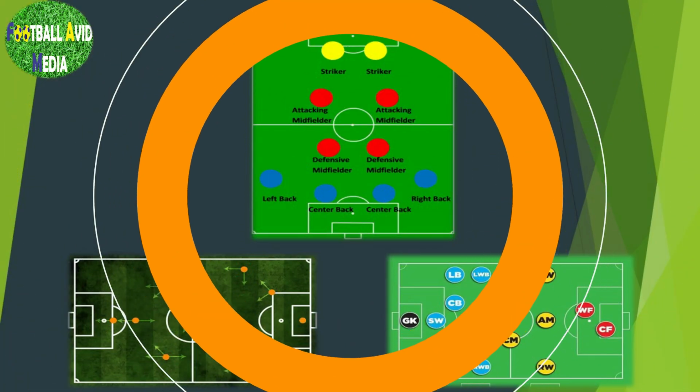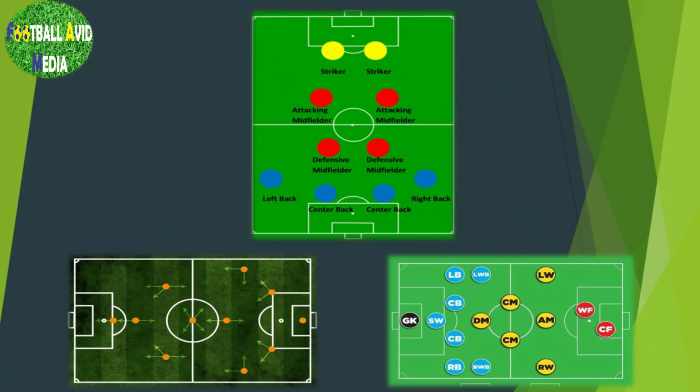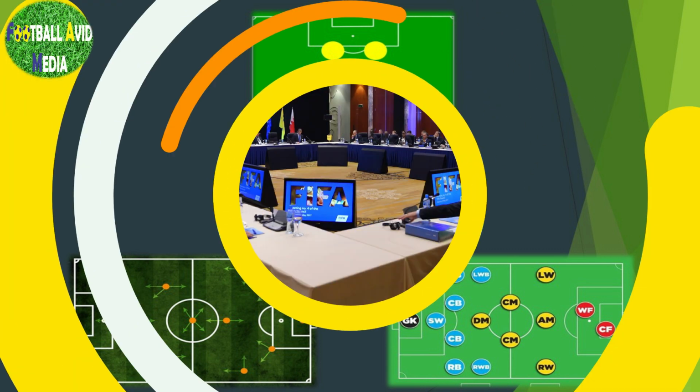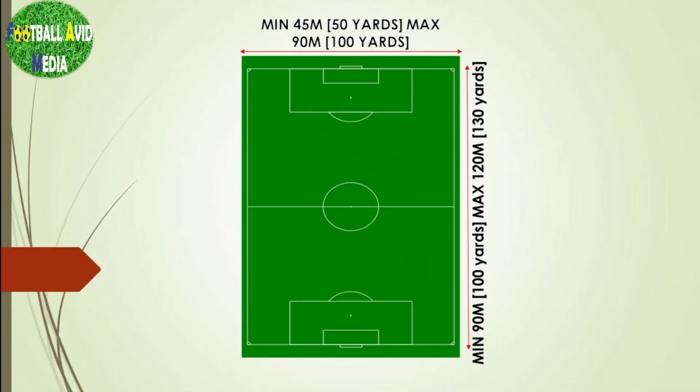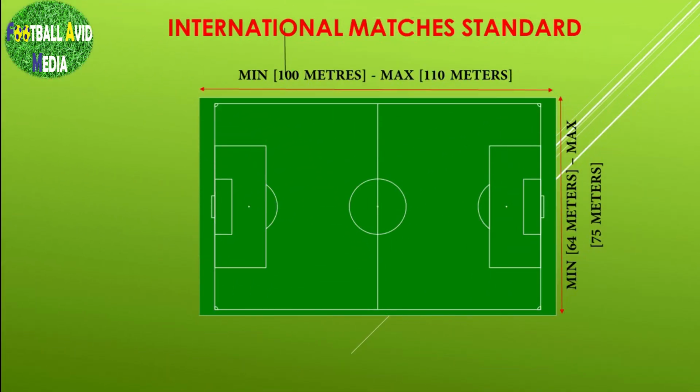In the world of football, the most official dimensions are those defined by FIFA, the International Football Federation. According to FIFA specifications, a football field must have certain minimum and maximum dimensions. The length (sideline) must be a minimum of 90 meters (100 yards) and a maximum of 120 meters (130 yards). The width (goal line) must be a minimum of 45 meters (50 yards) and a maximum of 90 meters (100 yards). For international matches, the rules are a little stricter.